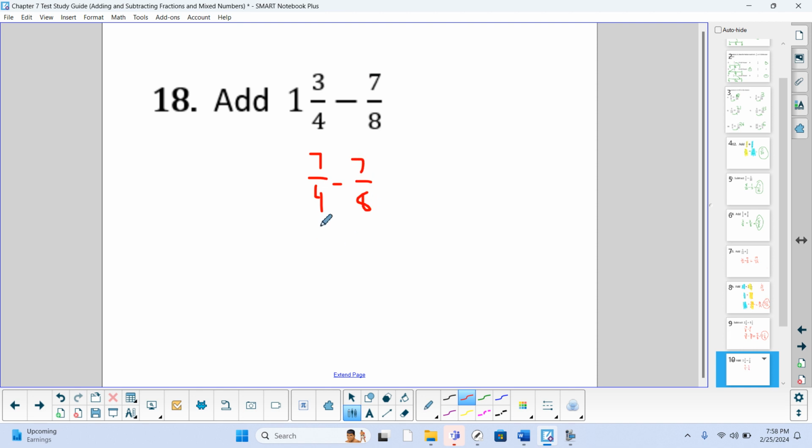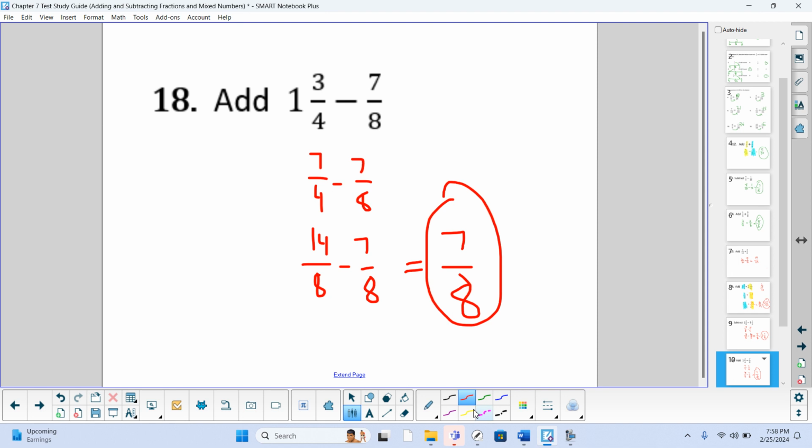Common denominator is 8, so I'm going to double both of these. This would be 14 over 8 minus 7 over 8. So 14 over 8 minus 7 over 8 is equal to 7 over 8. That's actually our final answer.